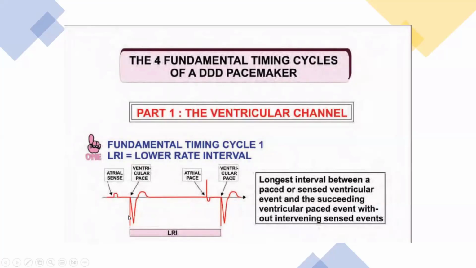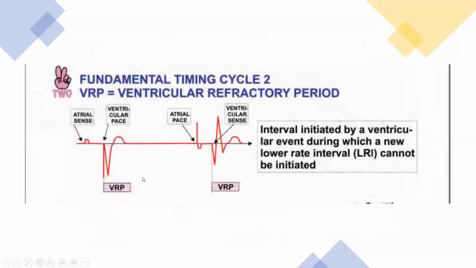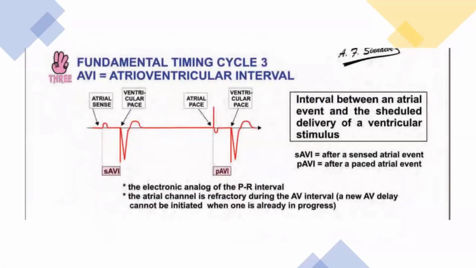So the lowest firing of the pacemaker, if the patient is completely dependent on the pacemaker, it will fire the atrial spike, then wait and fire the ventricular spike. The refractory period of the ventricle is the same as we described in the VVI.